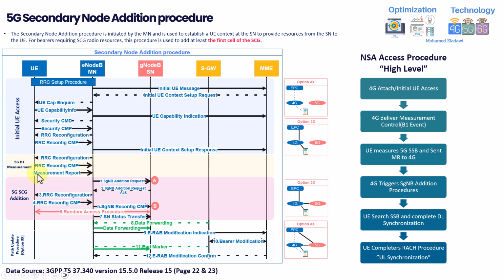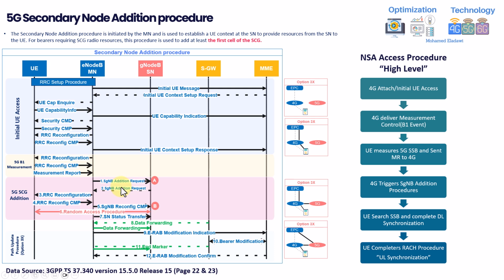Once, for example, the user checks this B1 RSRP threshold and it is achieved, it will start reporting the measurement report to the eNodeB or master node. This is called MN, which is the eNodeB master node. So once the measurement report is received by the eNodeB, it starts establishing the SgNB addition request.